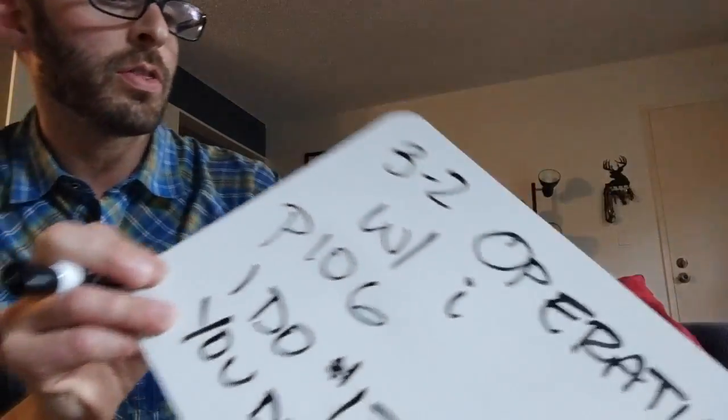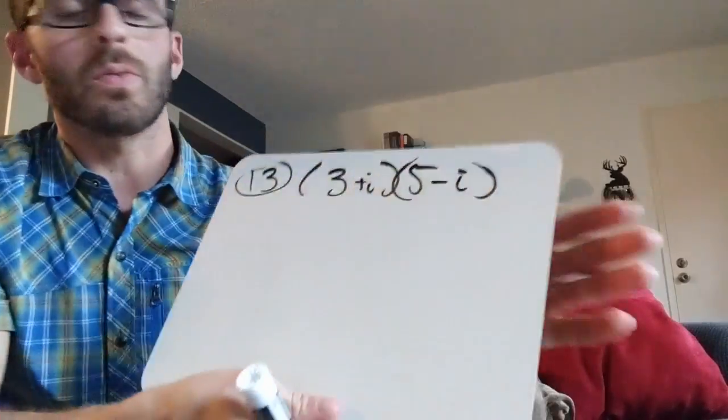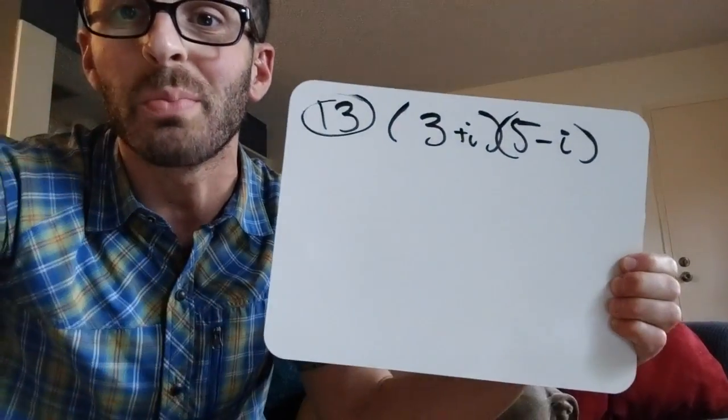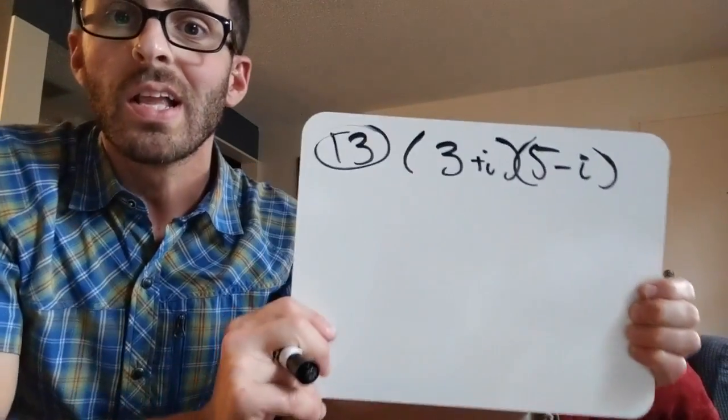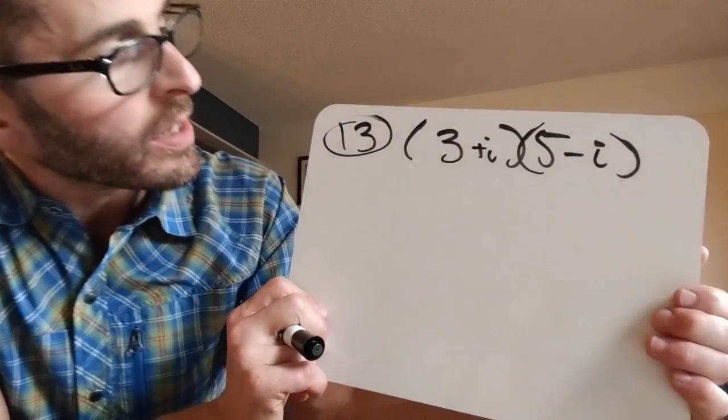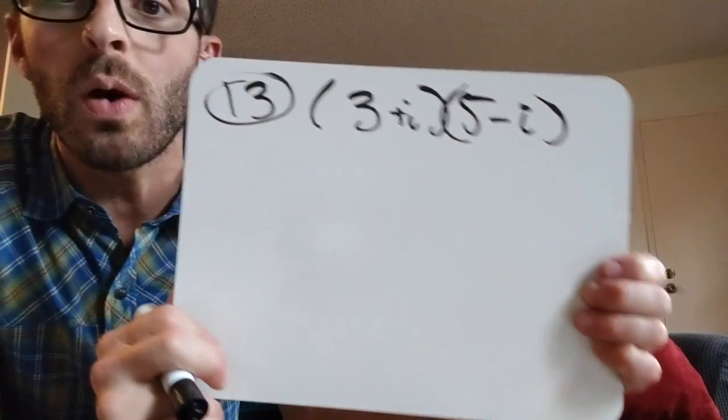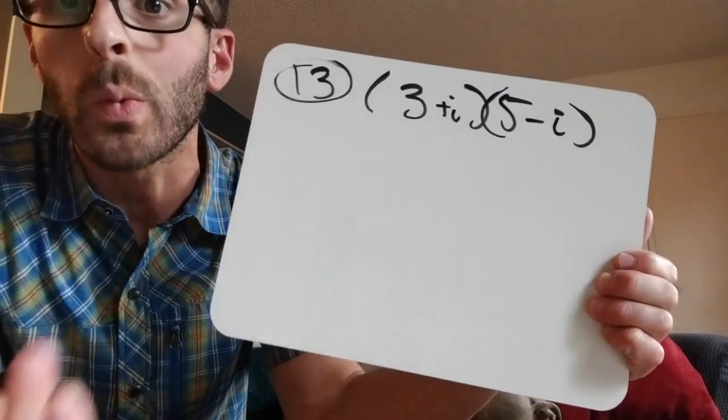So, number 13. I picked the most fun one to do because, honestly, I'm a little bit bored doing all these videos at once. So, number 13, the quantity of 3 plus i times the quantity of 5 minus i. We're going to FOIL.